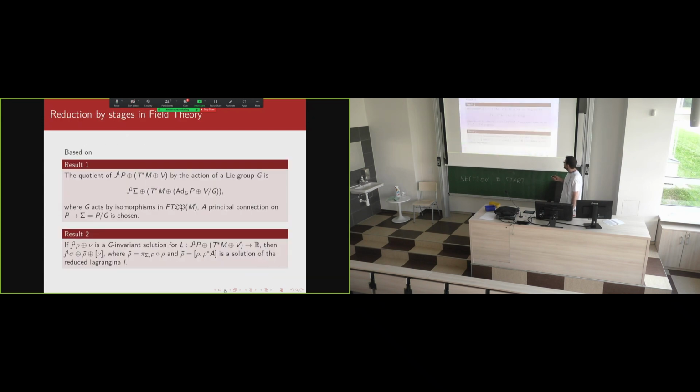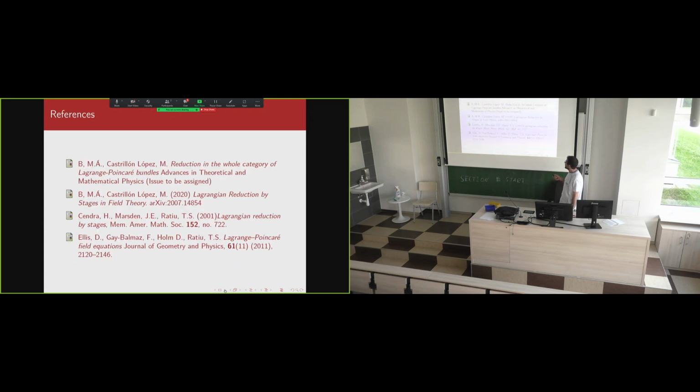So this is more or less what I wanted to say. I have some references here. The last one is the one I have used for the Lagrange-Poincaré reduction in field theory. This third one is the one of Cendra, Marsden, and Ratiu that I've been mentioning throughout the talk, that introduces Lagrange-Poincaré bundles. And these two are articles that are going to appear. That is the content that I have explained here, that is our contribution. Okay, so thank you very much for your attention.